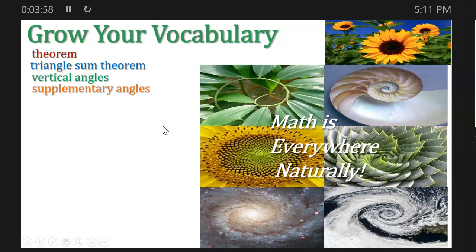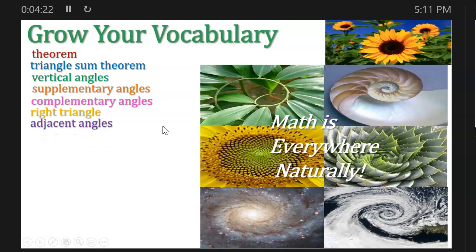Supplementary angles are 2 angles that add together to create a 180-degree straight angle. Complementary angles are 2 angles that when added together create a 90-degree right angle. A right triangle is a triangle that contains one 90-degree right angle inside.